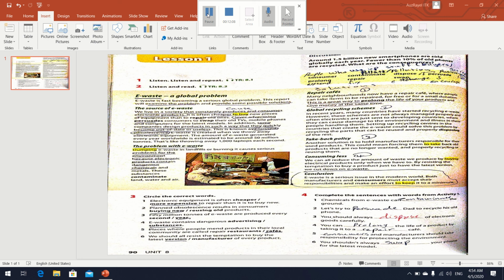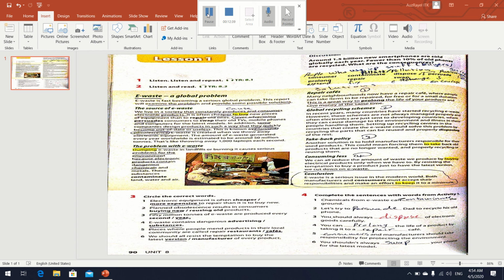So the fourth solution is consuming less, and this solution is connected strongly to us as consumers. Okay, we can all reduce the amount of waste we produce by buying electrical products only when we have to. Okay, we do not need to buy every new electrical product. We only buy them when we have to buy them.